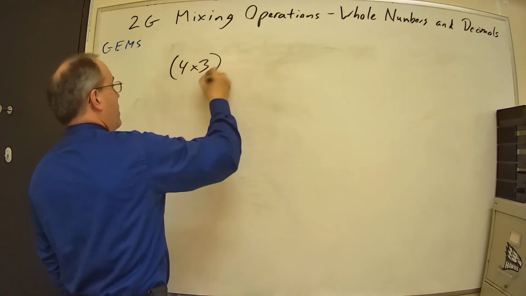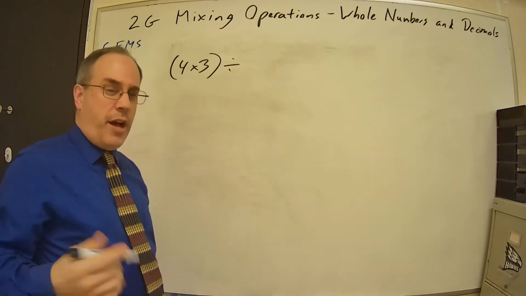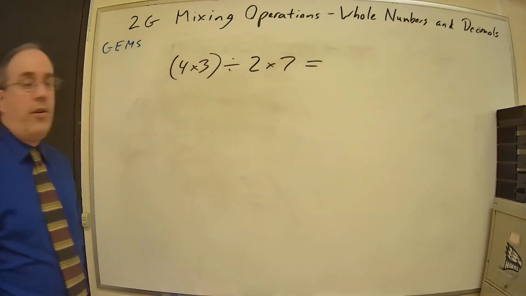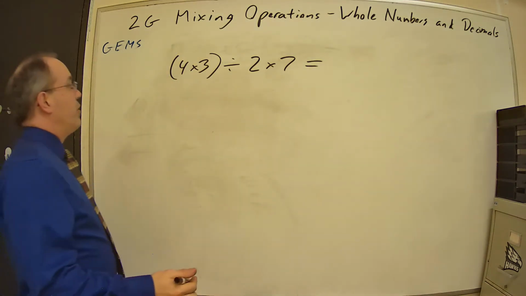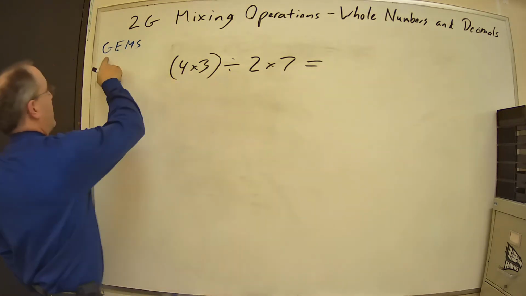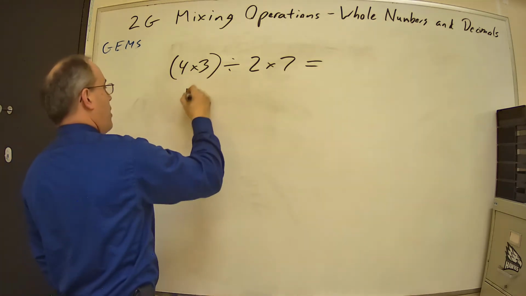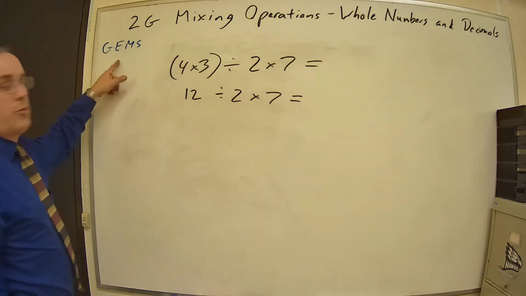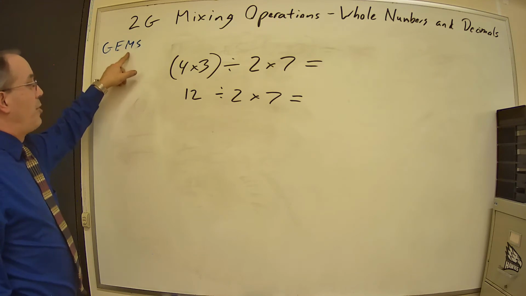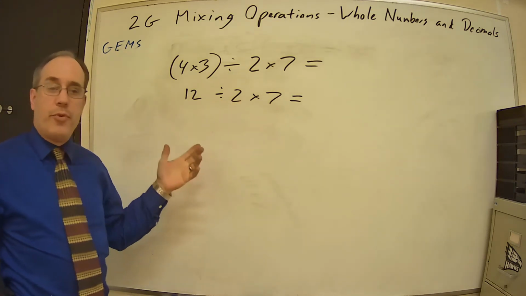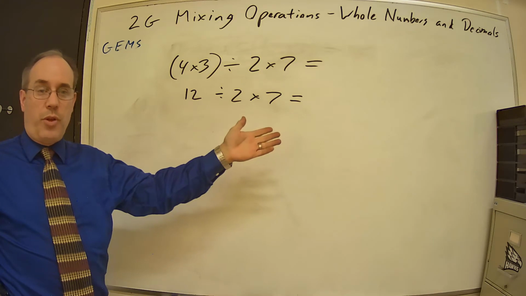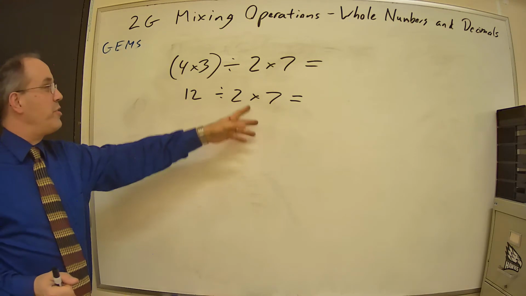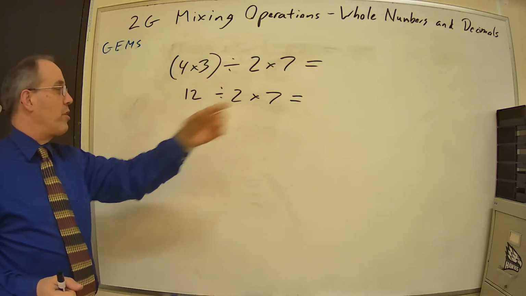4 times 3 divided by 2 times 7. Order of operations says that we are going to take grouping first, right? Grouping, 4 times 3 is 12, divided by 2 times 7. No exponents. Multiplication, division that we have, but remember it's from left to right once we get to multiplication and division. PEMDAS, people get confused and they want to do the multiplication first, but nothing tells us to. We're going to work our way across.